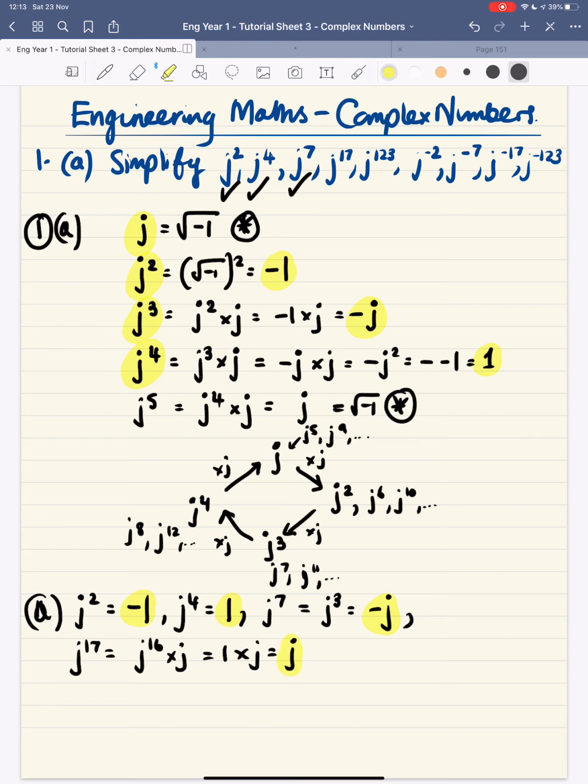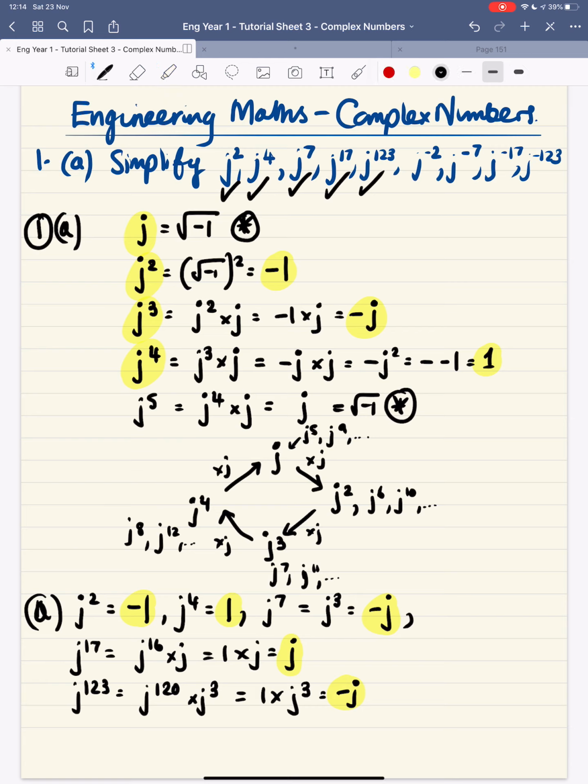Okay, so there's another answer there. Done that one. J to the 123 is j to the 120 times j cubed. J to the 120 is 1 times j cubed, and j cubed is minus j. So that's our next answer there.